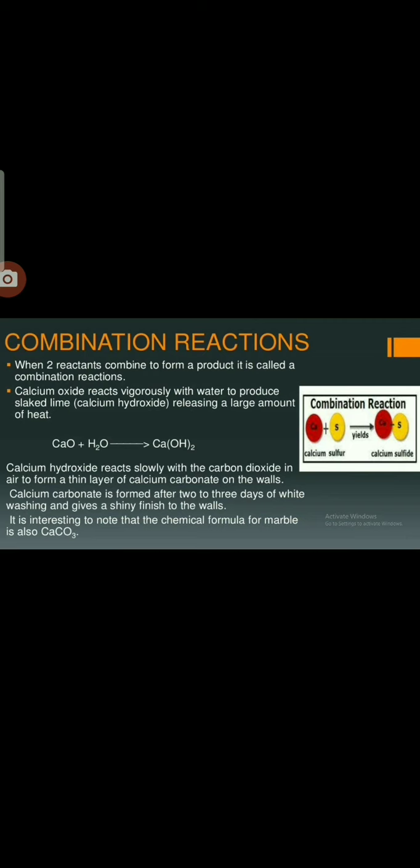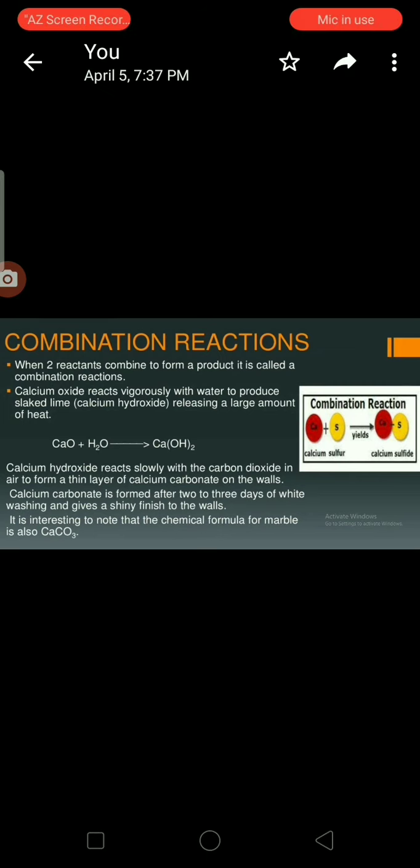I already said that combination reactions are examples of exothermic reactions, because they liberate heat energy or light energy, some kind of energy they release. And this calcium hydroxide we are getting, we know some nicknames also. Calcium oxide is known as what? Lime or quicklime, and calcium hydroxide is called what? Slaked lime or lime water.